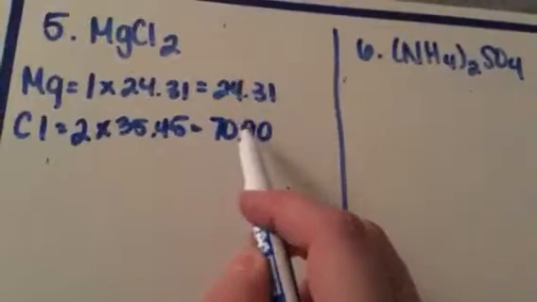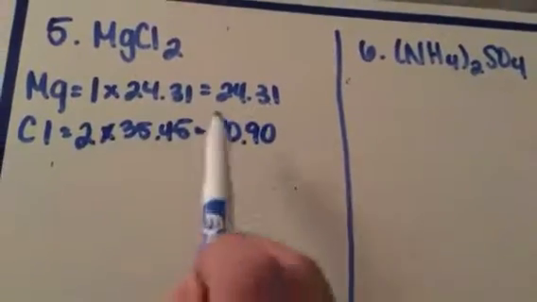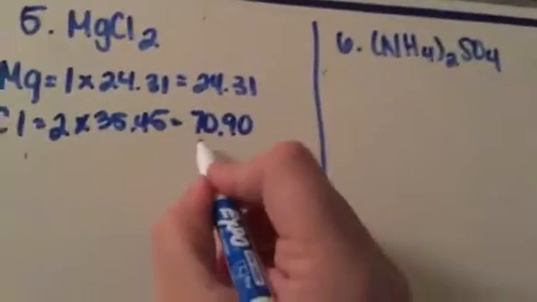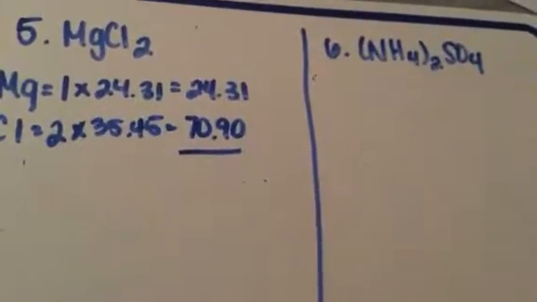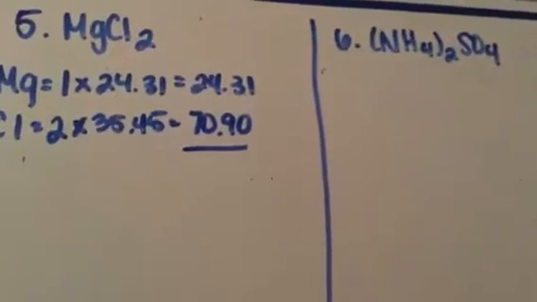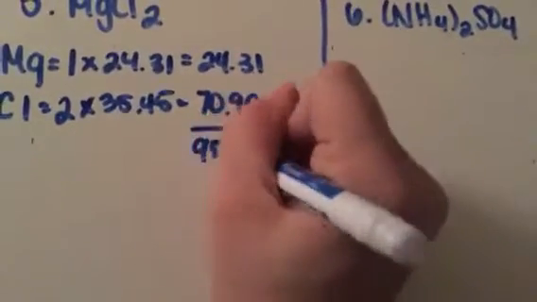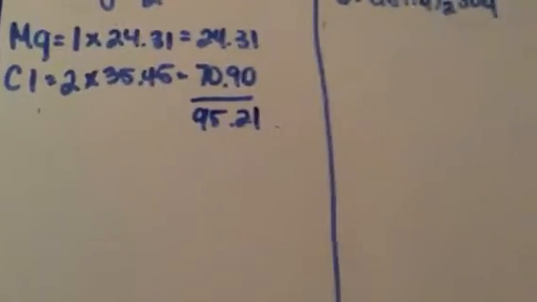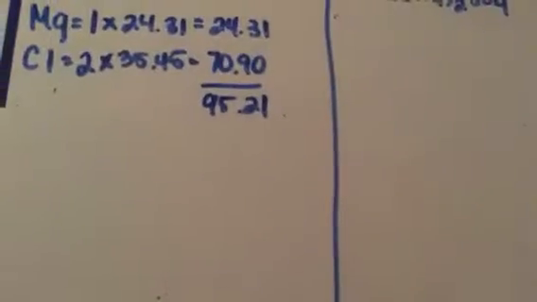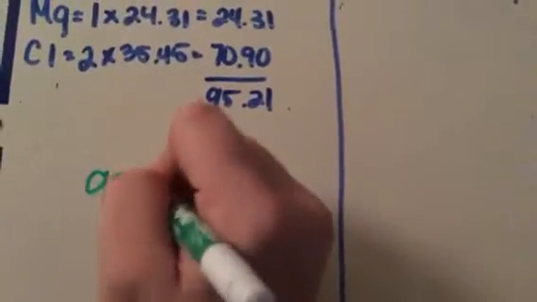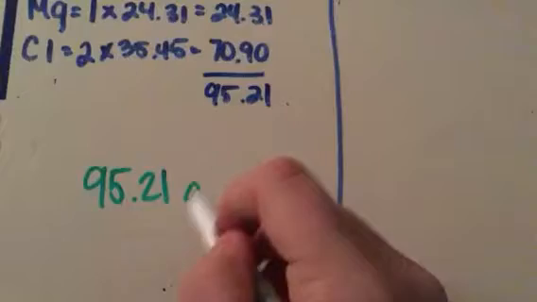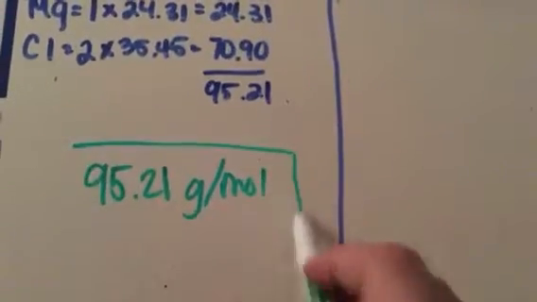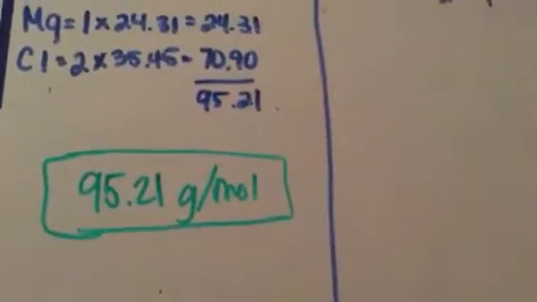Then those are the individual weights of each of the elements in the compound. We want to know the total weight per mole of the compound. So we're going to add those numbers up together. 24.31 plus 70.90 comes out to be 95.21. But we never like to have a naked number. Those aren't allowed in our classroom. So we're going to do the number 95.21, and we're going to say it's grams for the mass part, per mole for the molecular part. Box it in, and you're done with it.